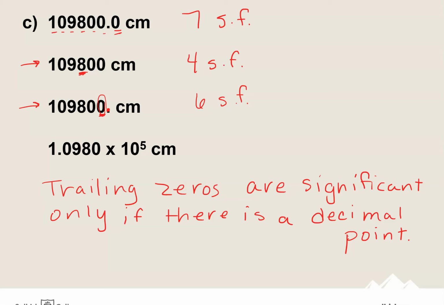How would we express it to the nearest 10? How would we express it, in other words, to 5 significant figures? The best way to do this with no ambiguity is to express it in scientific notation, because by definition, scientific notation has a decimal point after the first number. So because there's a decimal point there, you can see that there are 1, 2, 3, 4, 5 significant figures. Trailing zeros are significant if and only if there is a decimal point.